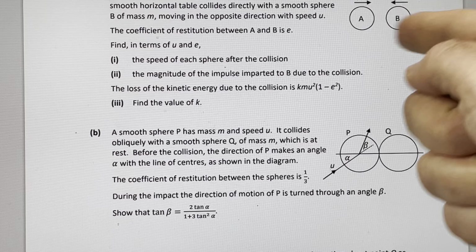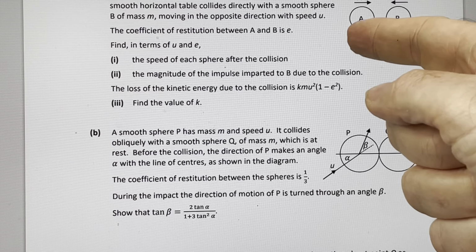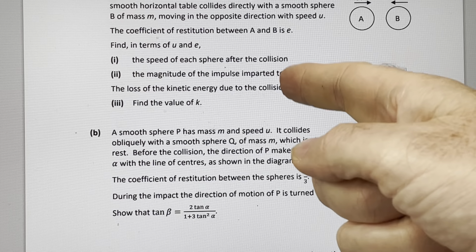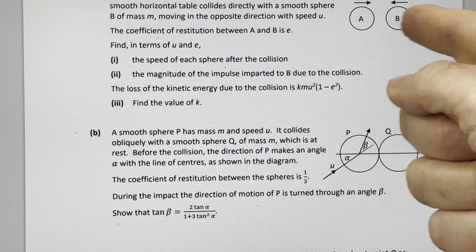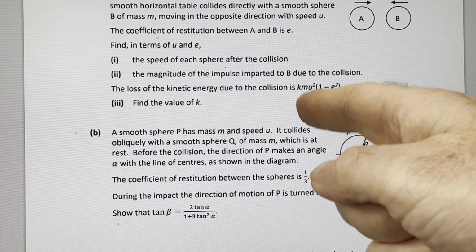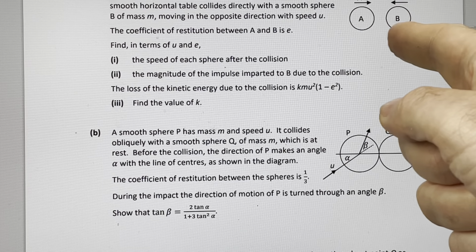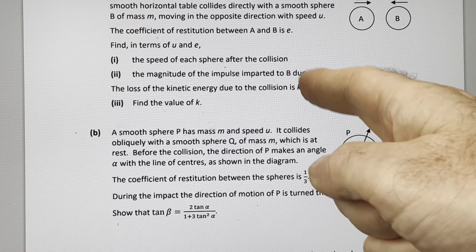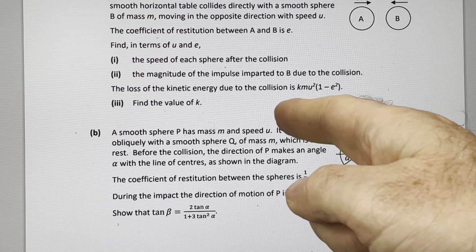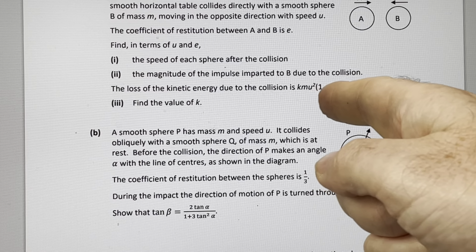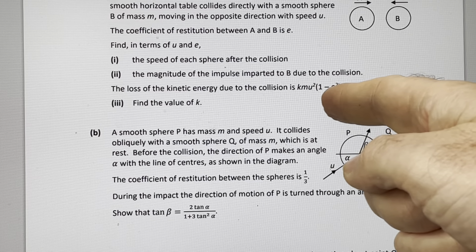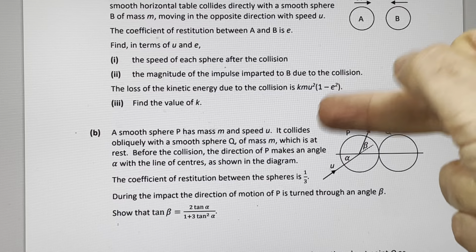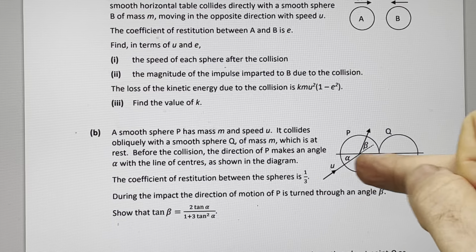Okay, looks straightforward, these two bashing into each other. Coefficient of restitution, speed of each sphere after collision, should be straightforward. Magnitude of impulse, okay, impulse is change in momentum, but that's come up two years ago, I think. Loss of kinetic energy due to collision is this. Find the value of K. Okay, not often that they bring in kinetic energy. That's relatively new, but hopefully should be straightforward.